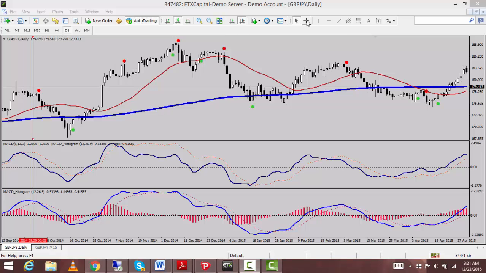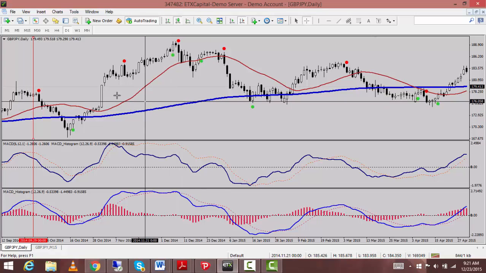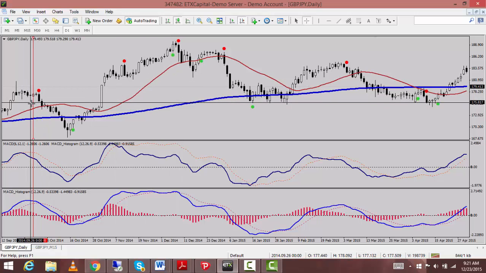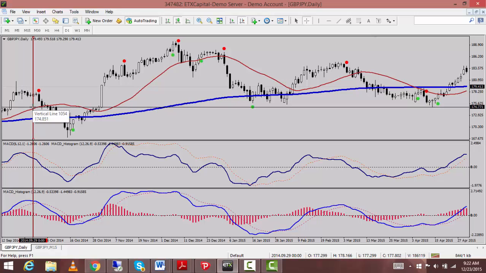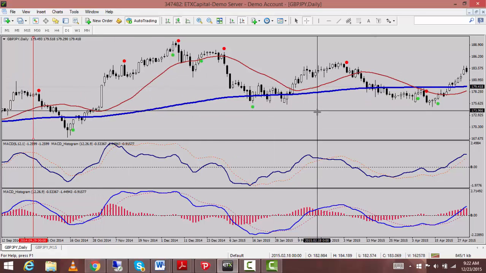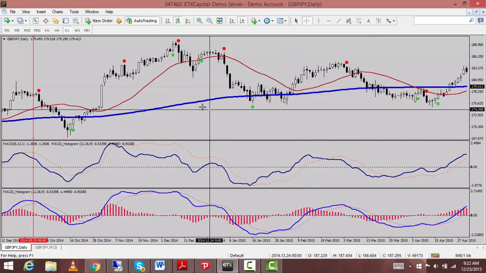This has got the template already loaded as per the book PDF, and this is the pound yen daily chart, and we're looking at this red vertical line here, which is round about the end of September 2015. I just picked a nice sort of chart to give you a few different examples so you can see it's a pretty straightforward system.